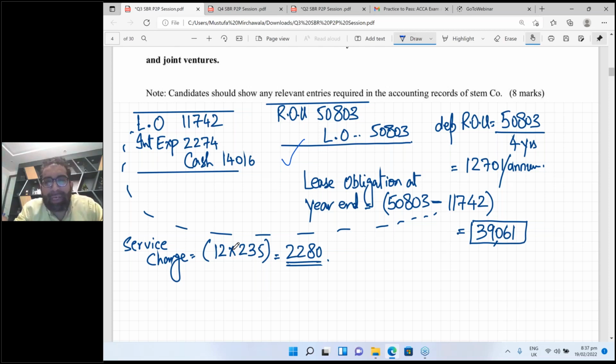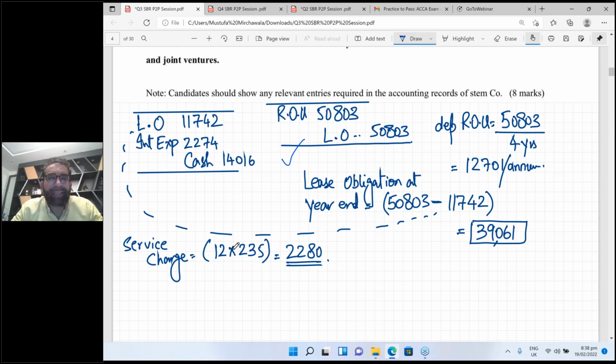In this question, you have read that the lease term is 4 years. So yes, you need to depreciate the ROU. See, the ROU will be depreciated as 50803 divided by 4 years. So 12701 per annum will be your depreciation expense.